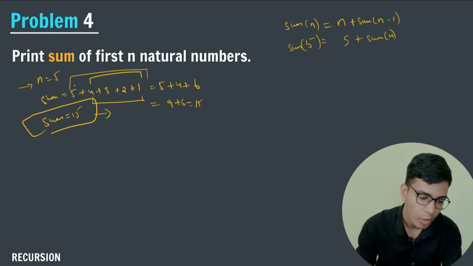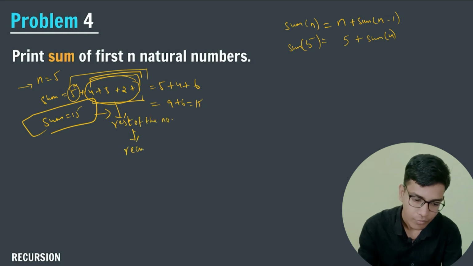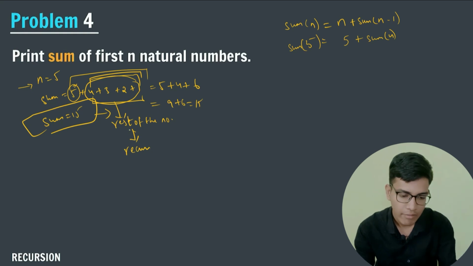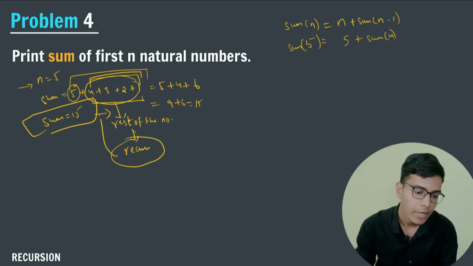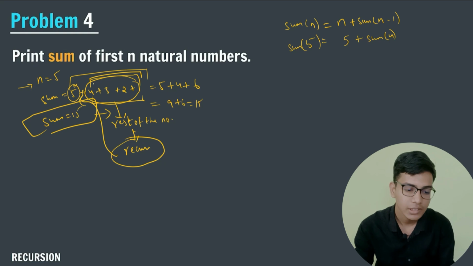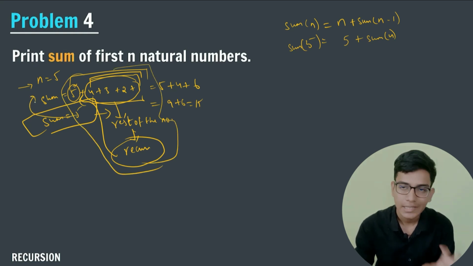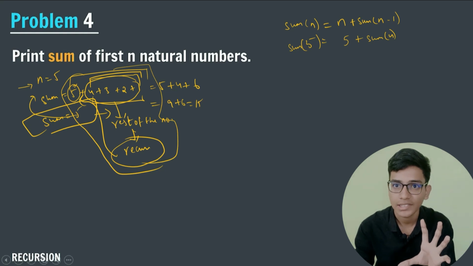So what I do is add, and I make a recursion call for the rest of the numbers. To calculate the rest of the numbers, I will call my recursion, and I will add whatever value it returns to my 5 value, and this will give me the sum of the given number. Okay, this is the logical part of this question.